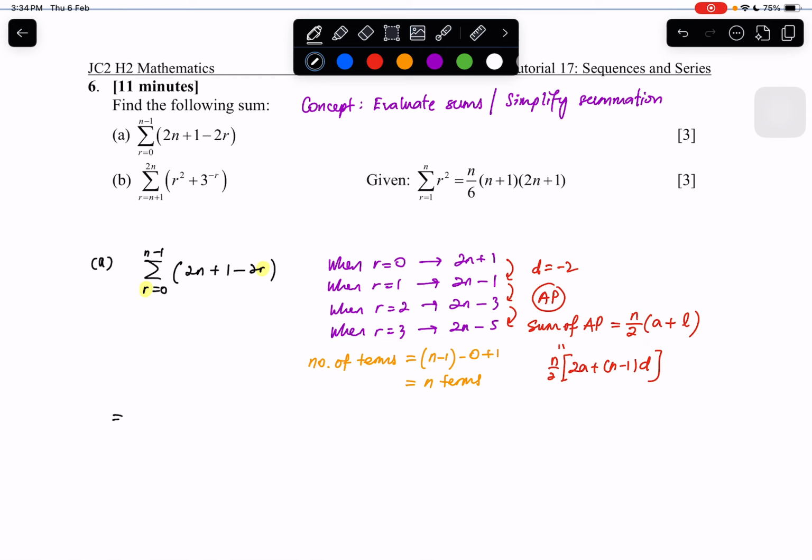Let's see. First I will apply the formula. So this would be n terms divided by 2, and then bracket, first term plus the last term. The first term is 2n plus 1. What is the last term? Over here it would be 2n plus 1 minus 2r, where r is n, giving 2n minus 1, like that.